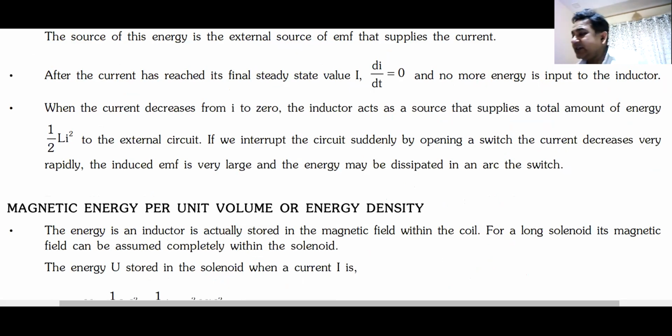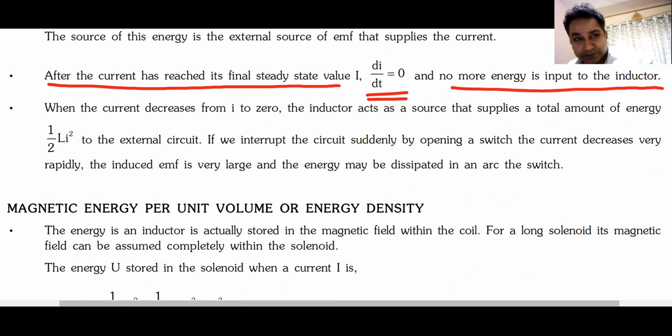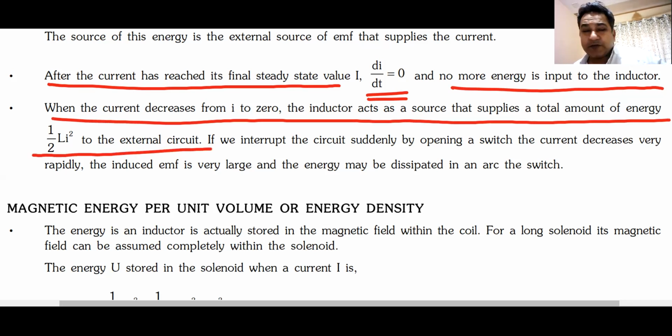Now, remember these small points. After the current has reached its final steady state value, the rate of change of current is zero and no more energy is input to the inductor. When the current decreases from I to zero, the inductor acts as a source and it gives an amount of energy half L I square back to the circuit.